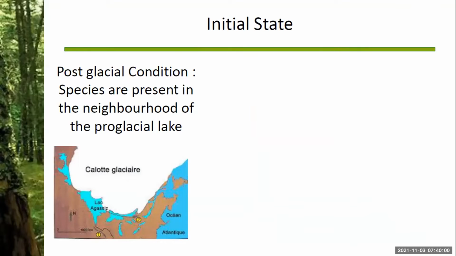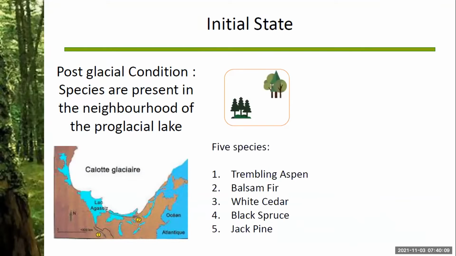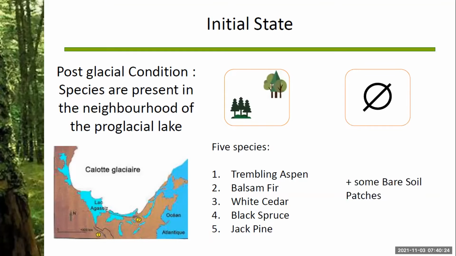And when the glacial lake empties, the seeds can spread and the trees can colonize the bare soil. I take 5 species to begin, 5 important species in the boreal forest of the eastern part of Canada: trembling aspen, balsam fir, white cedar, black spruce, and jack pine. And for the initial state space, I take some bare soil patches, looking like a lake just after it is emptied.